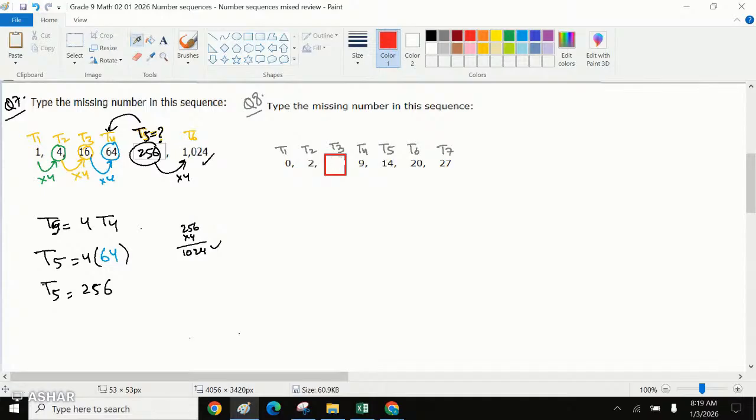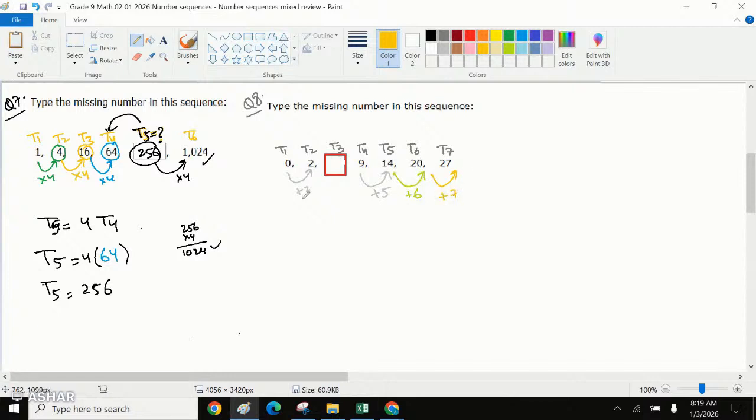So let's see what we can do. Can we find a pattern between the first two? We cannot have multiplication, so let's look at term 4 and term 5. What should be the pattern over here? 14 minus 9 is plus 5, right? That would be 9 plus 5 is 14. What about between 14 and 20? 20 minus 14 is 6. That means 14 plus 6 is 20. Similarly, 20 and 27 would be 20 plus 7.